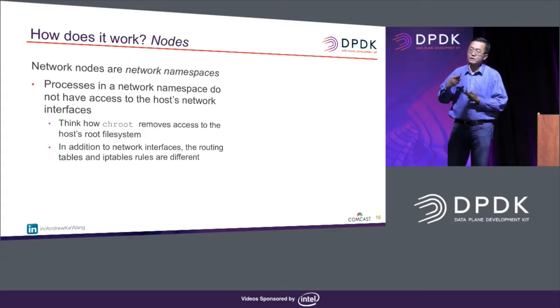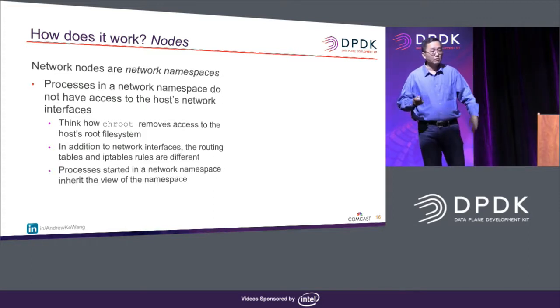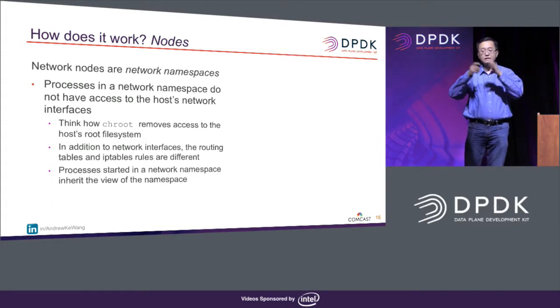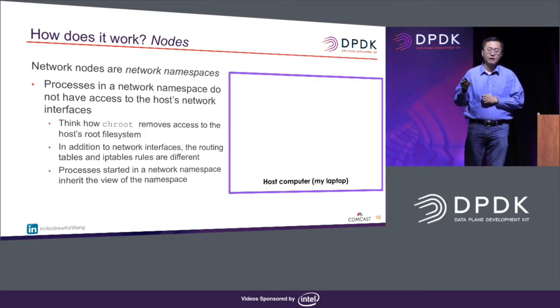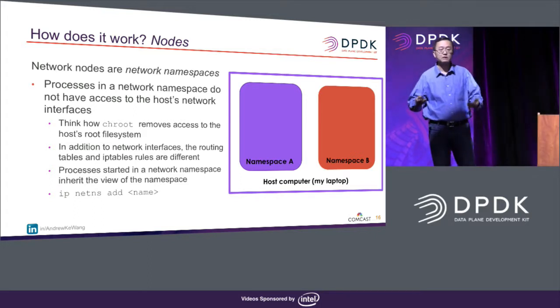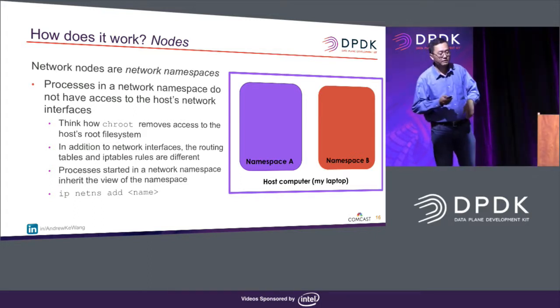So routing rules and iptables rules are all different, and you don't have access to the same network interfaces either. Processes that start in a network namespace inherit the view of the namespace. So in terms of the network aspect, we can think of them as separate hosts, right? Say we have our laptop, and we run this command to add namespaces, then we can create multiple namespaces. They are isolated from the root and from each other. Then the next step is to link them.